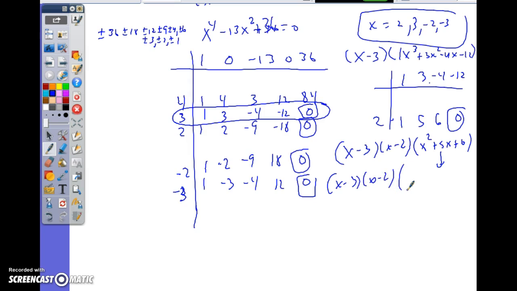Everybody know how to factor this? Factors of 6 give me 5: 3 and 2. x plus 2, x plus 3. And that's going to give me 3, 2, negative 2, and negative 3.